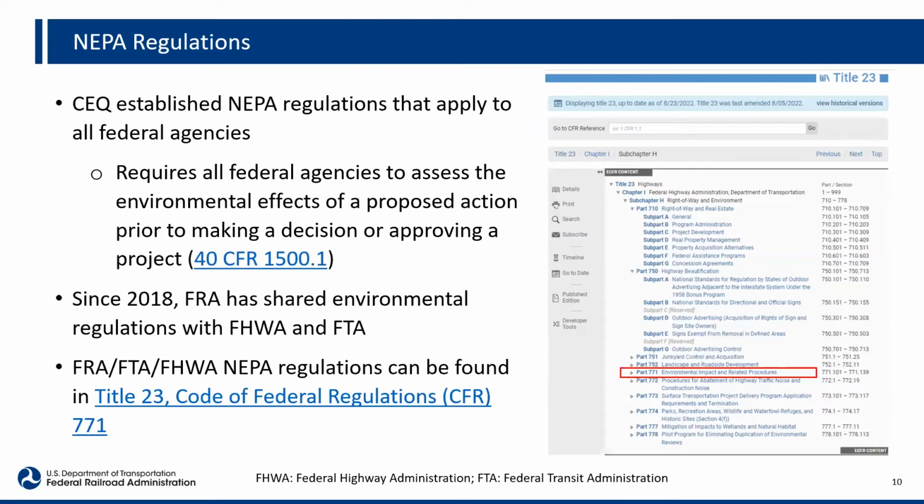Since 2018, FRA has shared environmental regulations with the Federal Highway Administration and with the Federal Transit Administration as well. And you can find those, what we call our NEPA implementing regulations, at 23 CFR 771. Next slide, please.